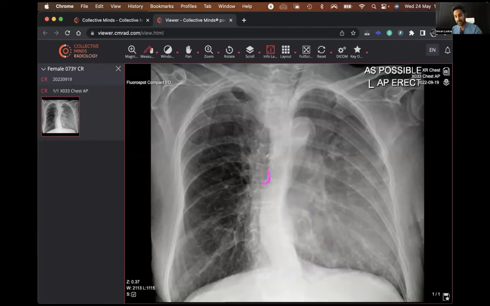Then a golden S sign would actually be over here, and that would be sort of a right upper lobe problem, right? But then we don't have a golden S sign. It doesn't look like an S over here. This looks like a complete sheet. So once you've done that, you've got to start thinking about what else it could be.